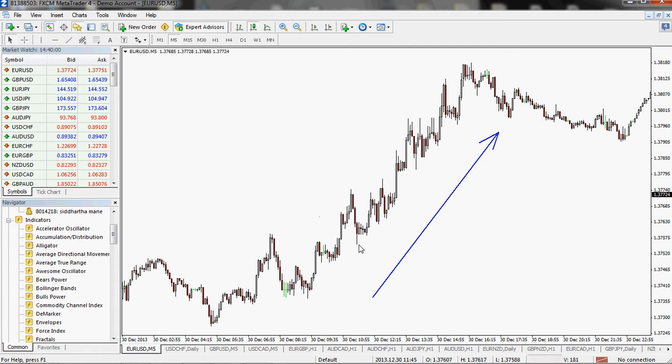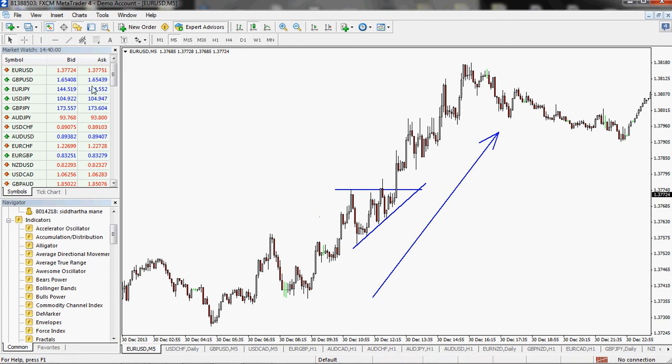So if you see this one, there are actually a lot of things formed in this one. So if you see, this is a triangle pattern. Okay, if you see this one, this is a triangle pattern actually. So the triangle pattern is broken in this direction. So this is what your entry point is.